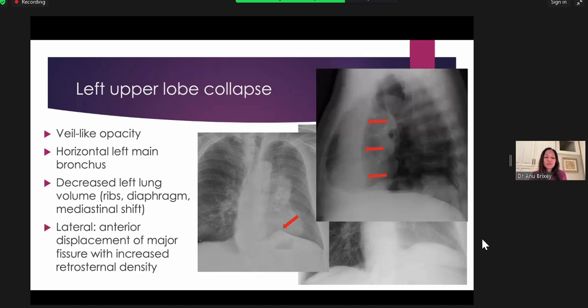And then one of the most characteristic signs that you'll see in left upper lobe collapse, if you are lucky enough to have a lateral x-ray, this is a very characteristic appearance. You'll see this straight line going down and this increased opacity. And if you aren't familiar with this, you'll look at this and wonder, is there a mass there? What is this? And this is the characteristic appearance of left upper lobe collapse on a lateral x-ray.